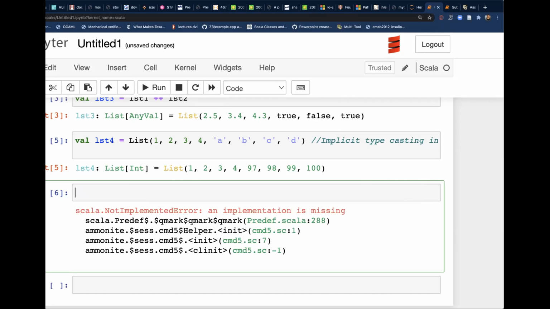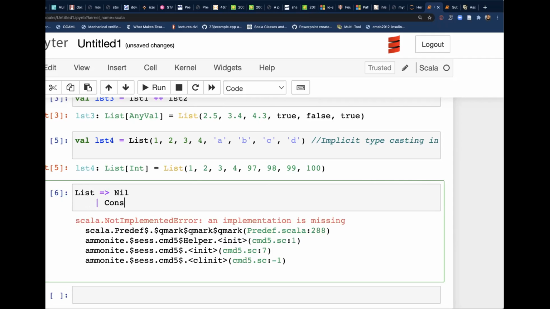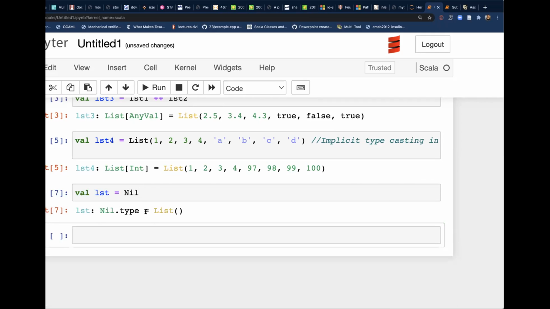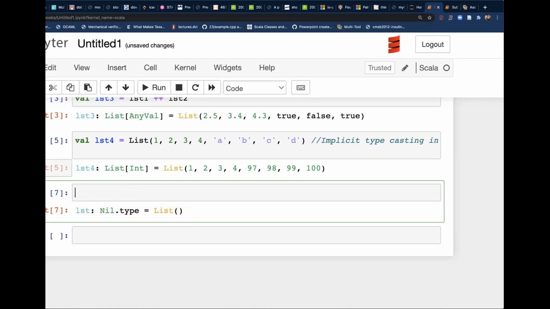Logan, nil is not the same as null. It turns out list in Scala is defined as something like this. List in Scala is defined as a nil or a cons of an object to a list. So nil is the type of an empty list. Nil is of type list. If I say val lst equals nil, you see it's of type nil dot type, which is an empty list. Nil is a very special object in Scala. You define it as an object nil, which is going to be of type list.